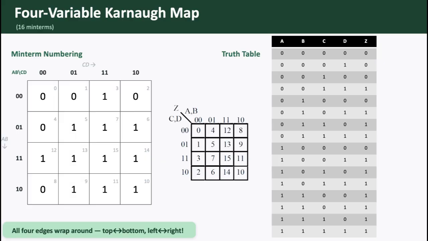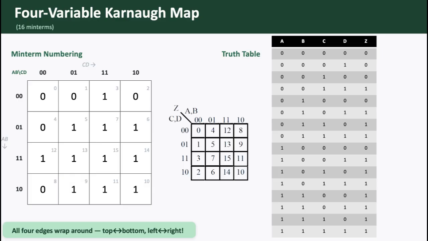Now look at the banner at the bottom. All 4 edges wrap around. The top row, AB equals 0, 0, and bottom row, AB equals 1, 0, are adjacent. They differ only in A. The leftmost column, CD equals 0, 0, and rightmost column, CD equals 1, 0, are adjacent. They differ only in C. This means corner cells minterms 0, 2, 8, 10 form a valid group of 4, and students almost always miss this.